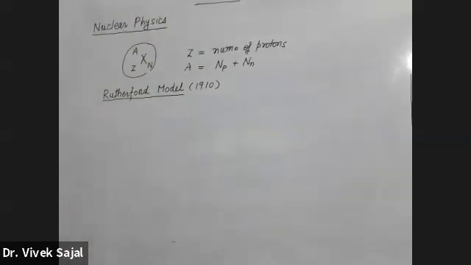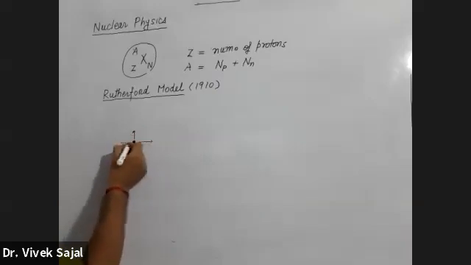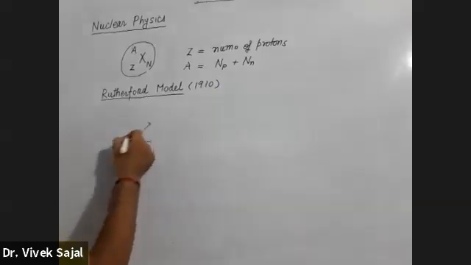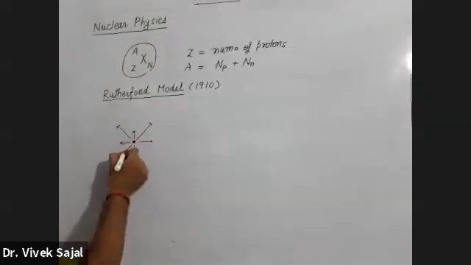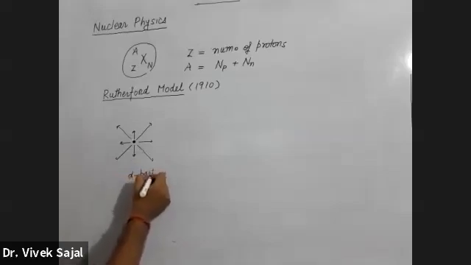What he did, he performed an experiment where he took, so I am drawing a very simple setup. Here we have an alpha particle source. It is emitting alpha particles in all possible directions. This is an alpha particle source.